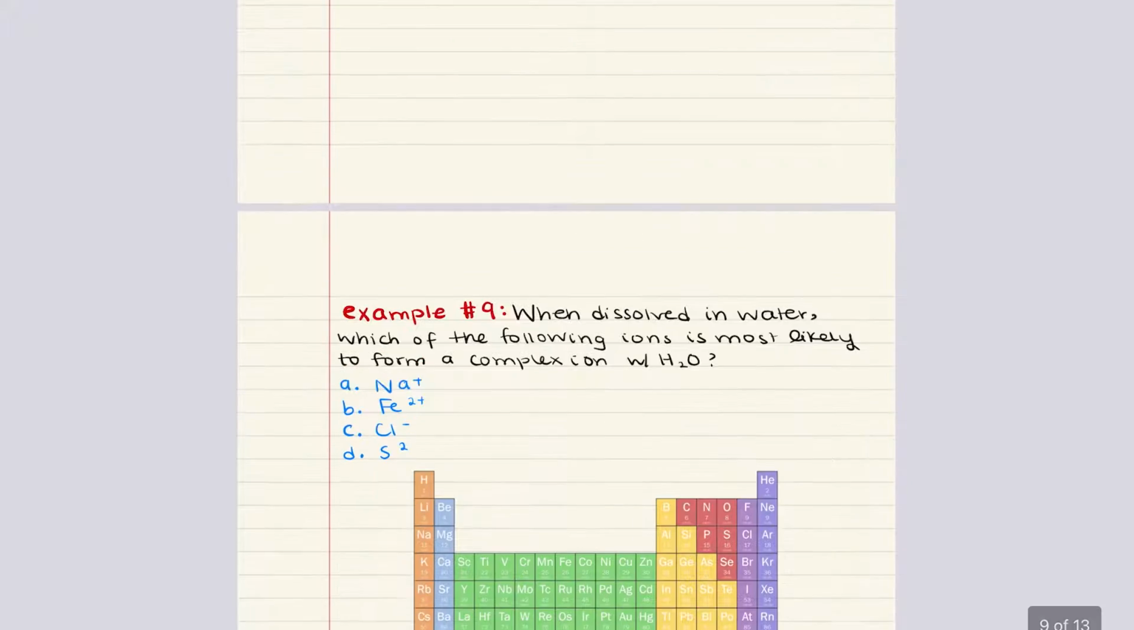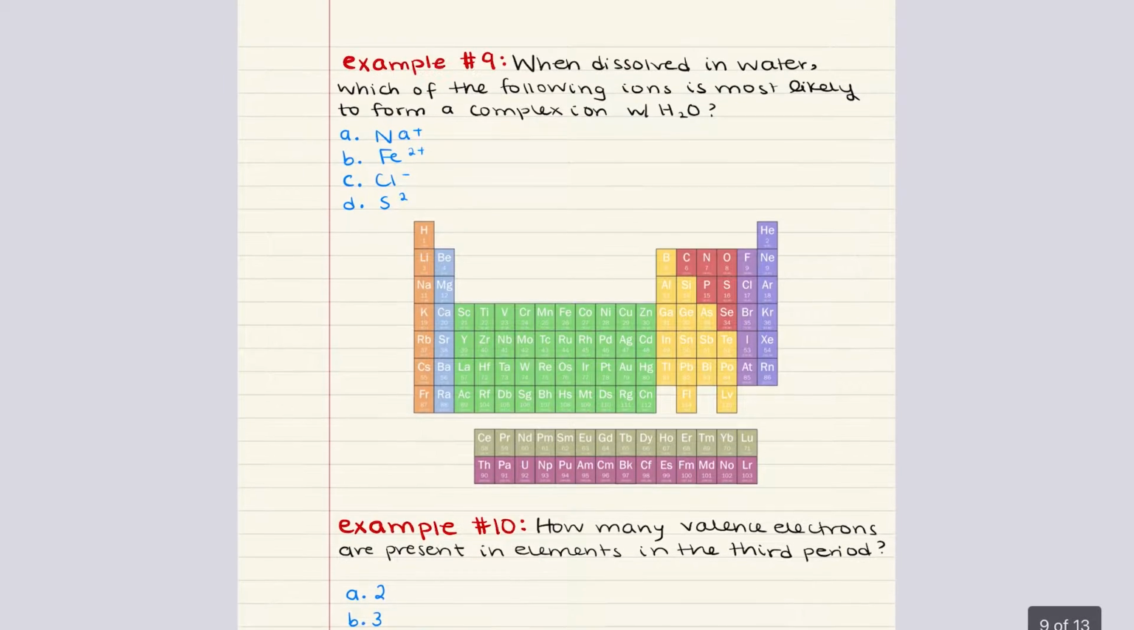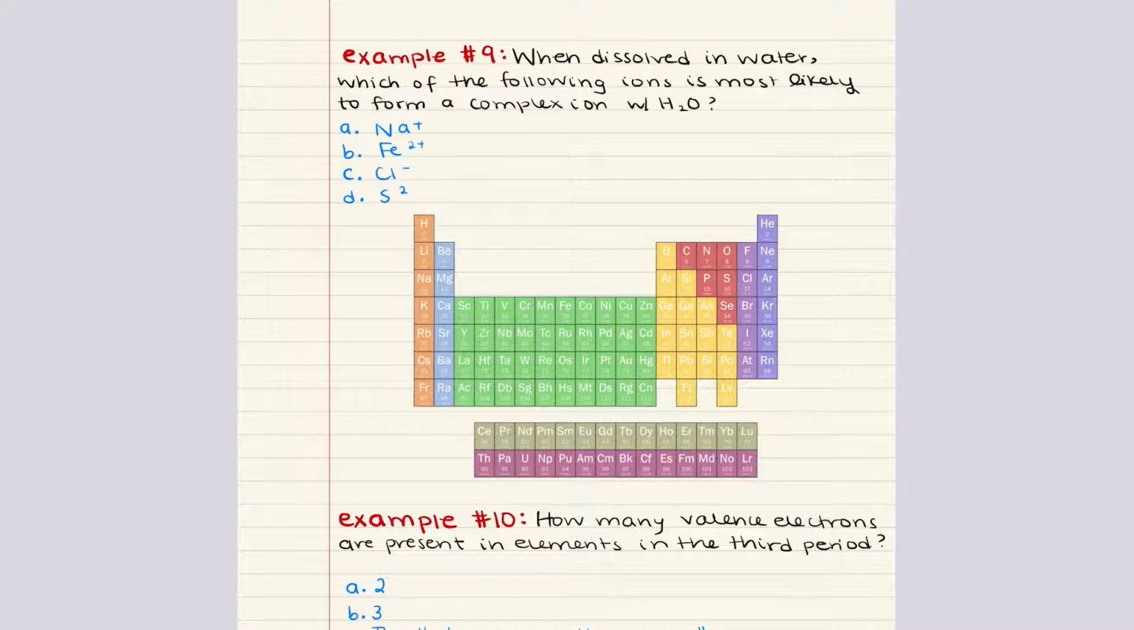Now we can transition into problem 9. Problem 9 asks, when dissolved in water, which of the following ions is most likely to form a complex ion with water? We have sodium ion, iron 2 ion, chloride ion, and sulfide ion as our options. Now, to answer this, we need to understand the concept of complex ion formation.